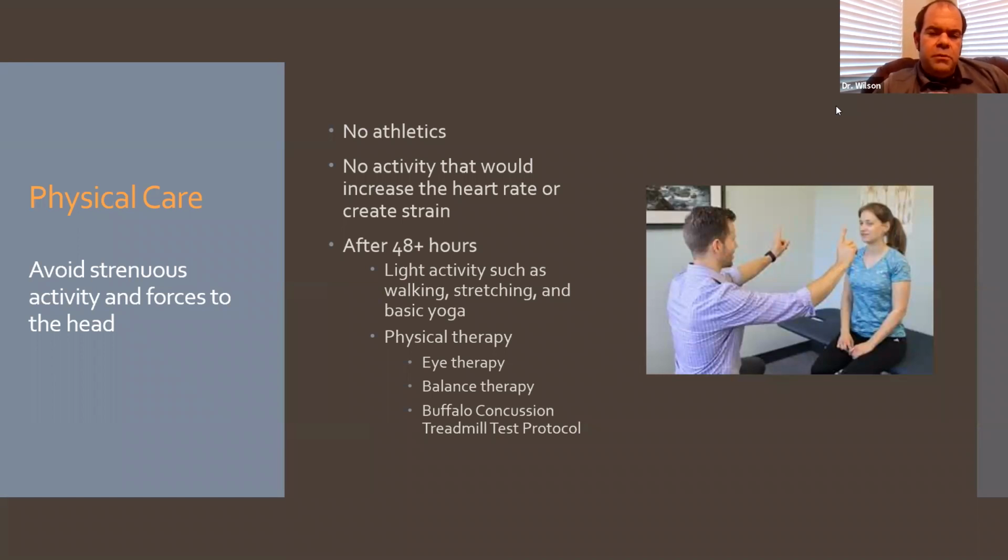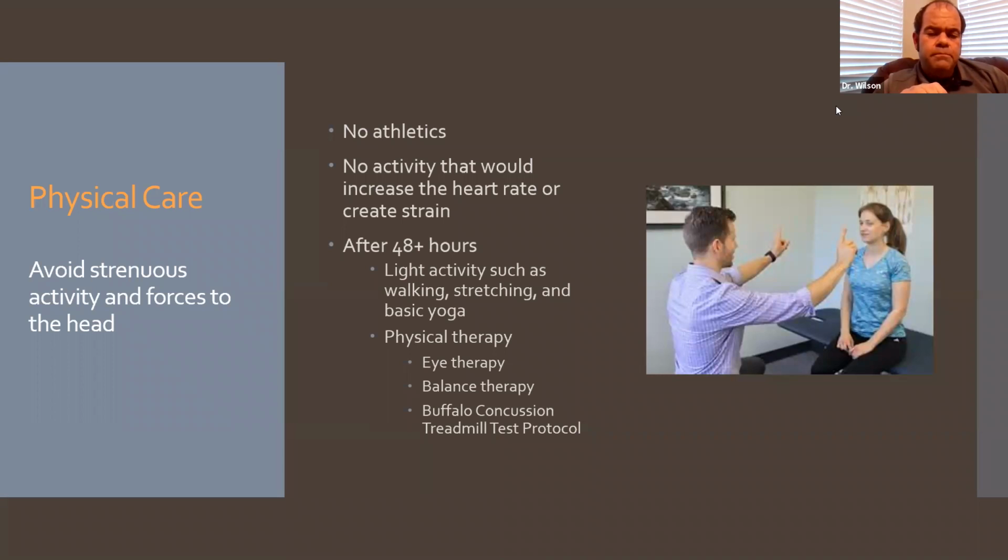And again, these are more symptom directed. If the patient is having blurred vision or difficulty balancing, or they just have vertigo, they feel dizzy, those eye therapies and balance therapies are targeted toward that. A more general therapy technique is this Buffalo concussion treadmill test and protocol. That involves some exercise for the athlete in order to help all of their symptoms improve.